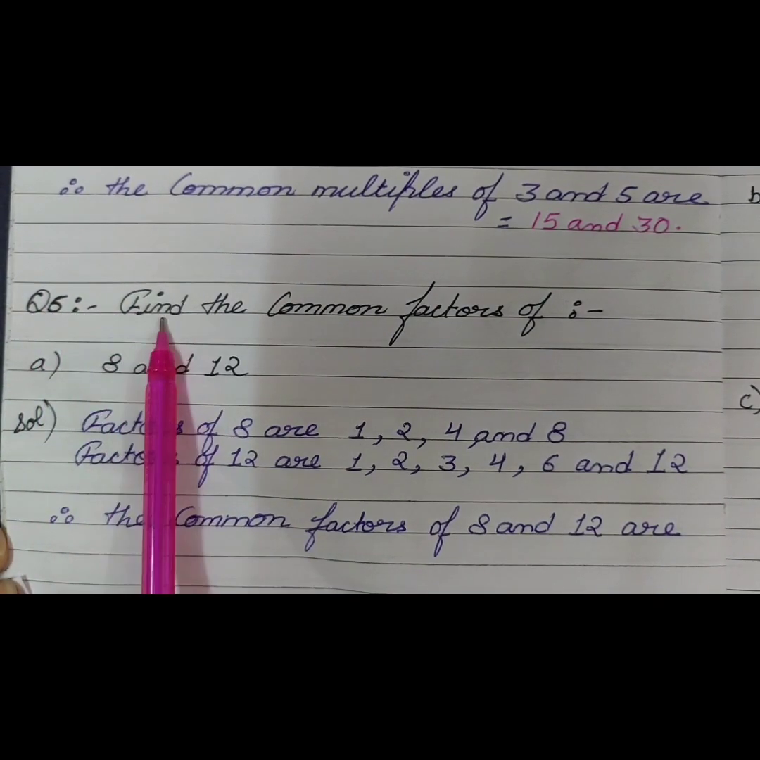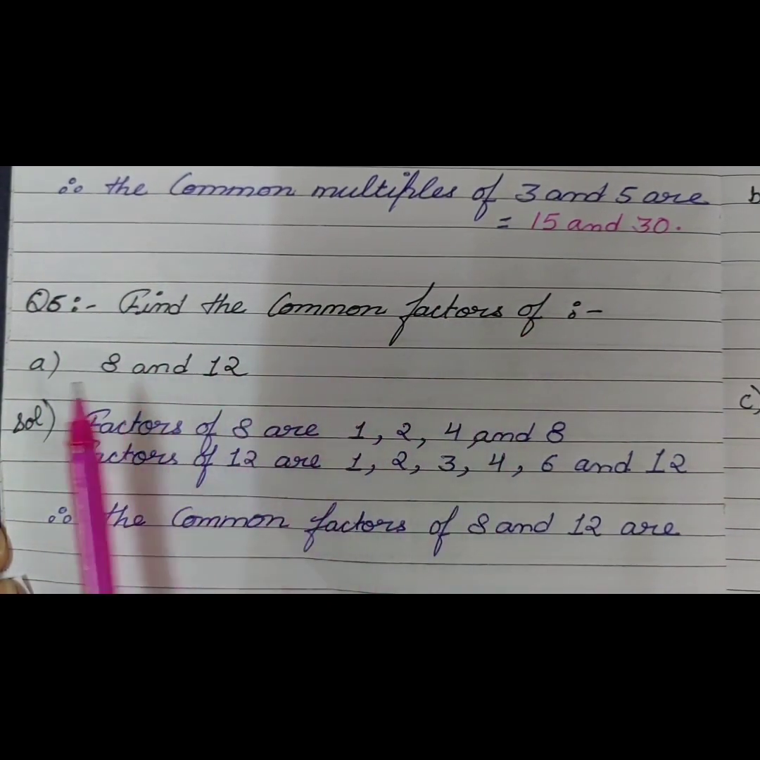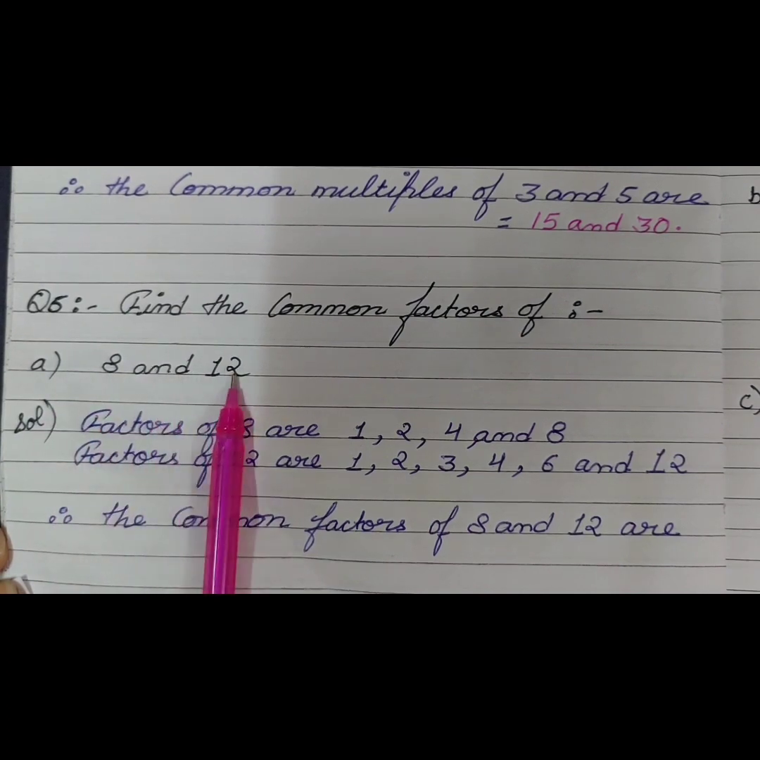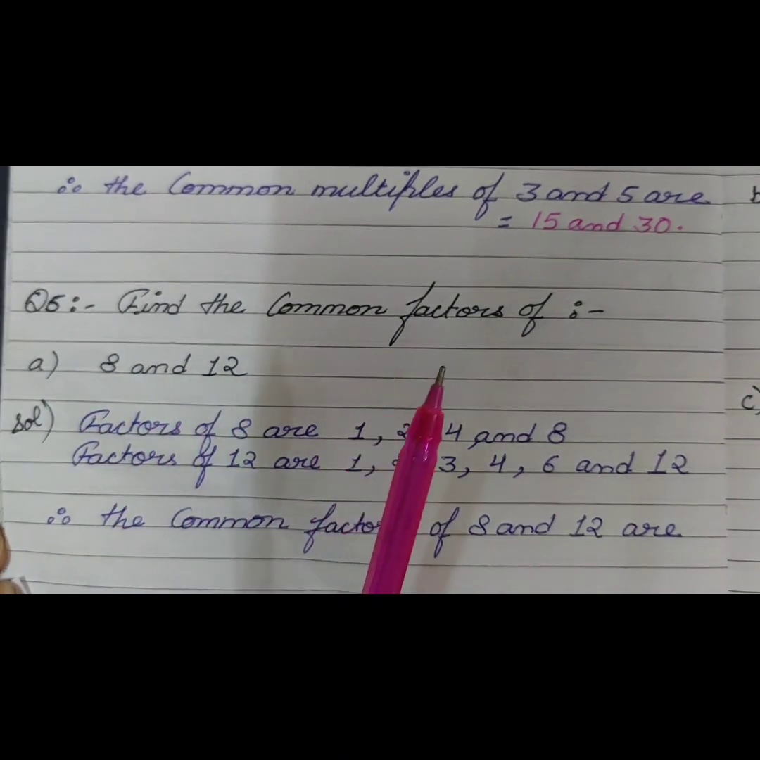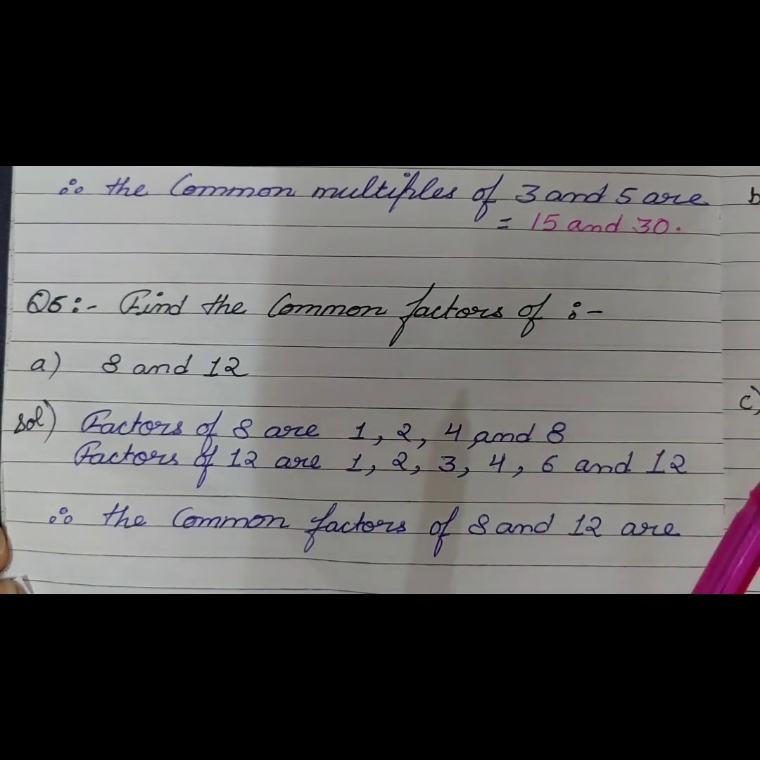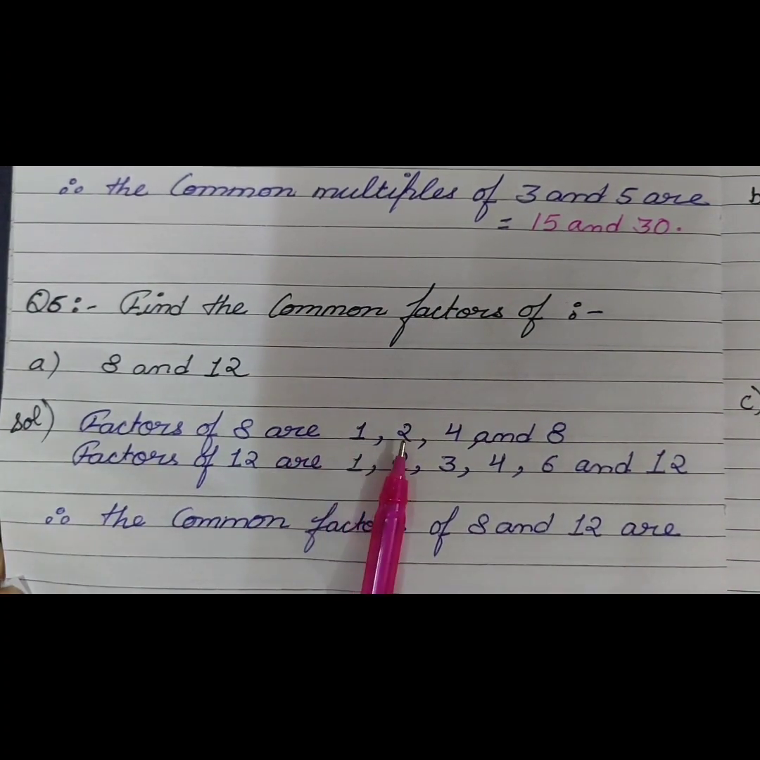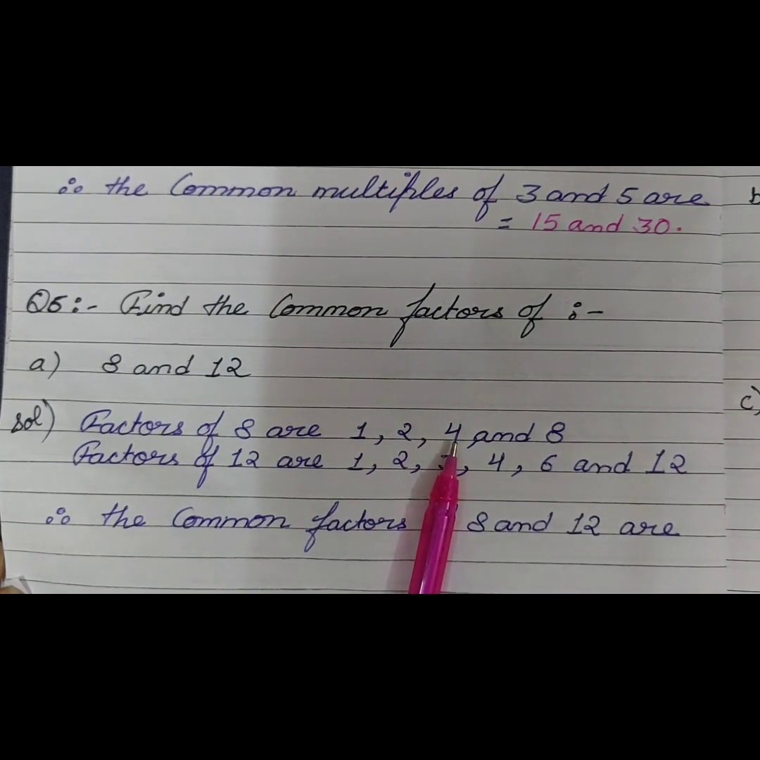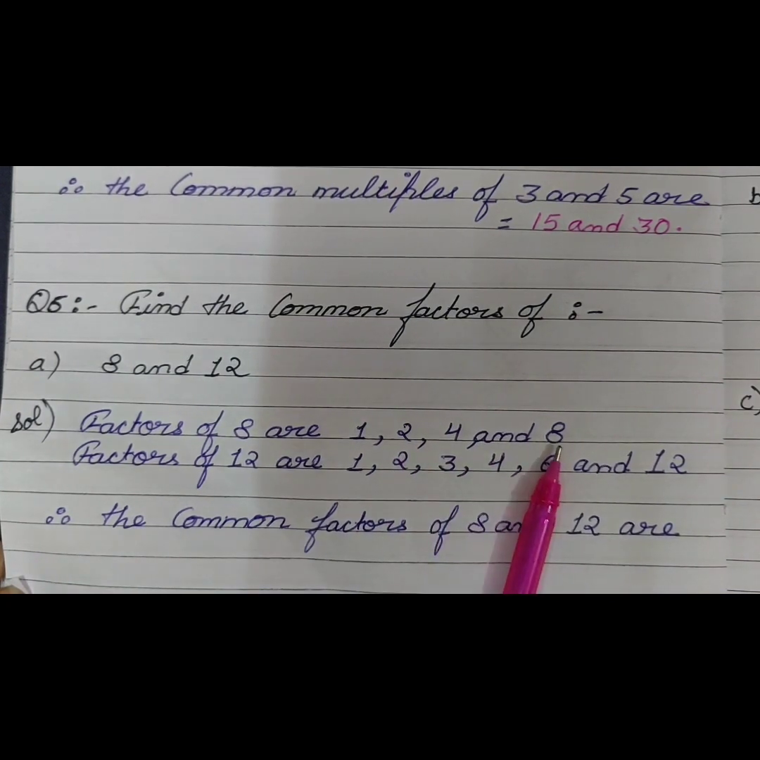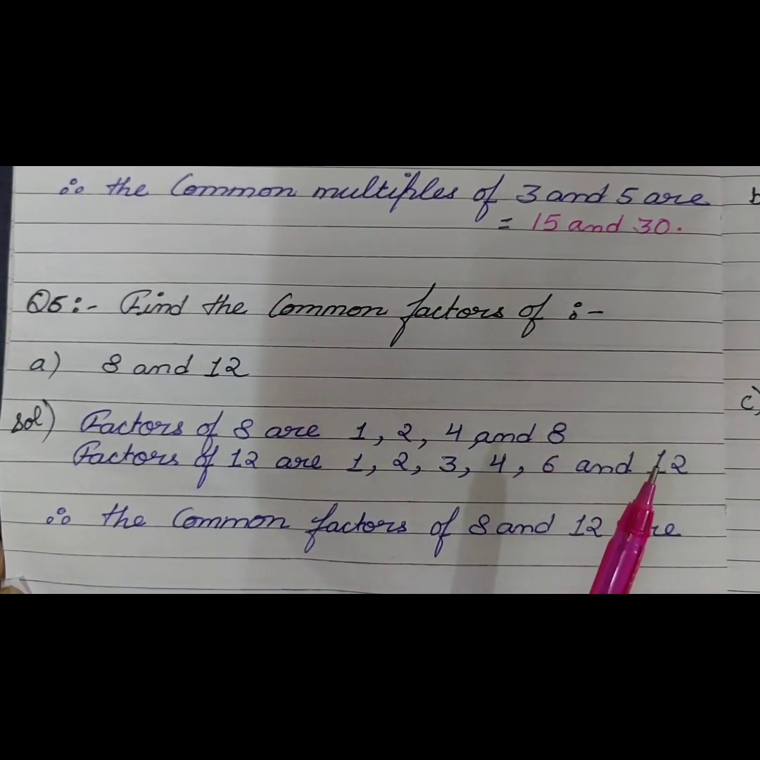Question number 6. Find the common factors of 8 and 12. We all know how to find the factors as we have done in question number 5. The factors of 8 are 1, which is obvious, 2, yes, because it is a divisor of 8, then 4 and 8. We cannot go beyond 8 because factors are finite, or a factor is smaller than or equal to the given number.